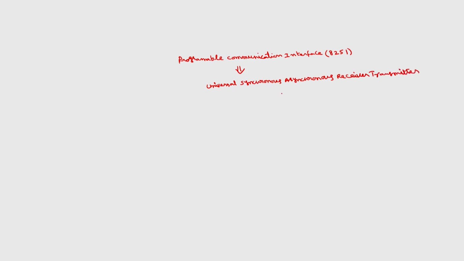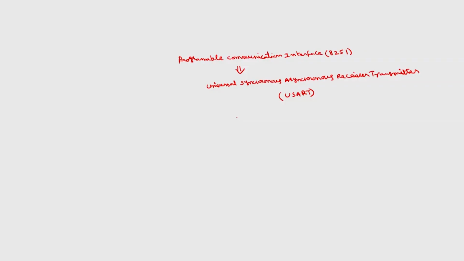So, before discussing this 8251 or USART, we will discuss some fundamental things of data communication. I will discuss the difference between parallel I/O and serial I/O. A microprocessor is a parallel device. What does it mean?